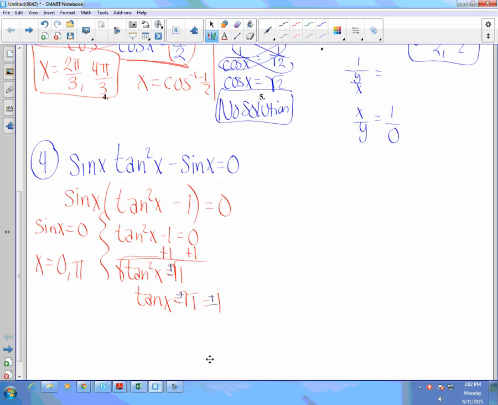Okay, so we have lots of answers. X equals 0, pi, and I'll show you all of them. We got 4 that come out of the tangent: pi fourths, 5 pi fourths, 3 pi fourths, and 7 pi fourths.